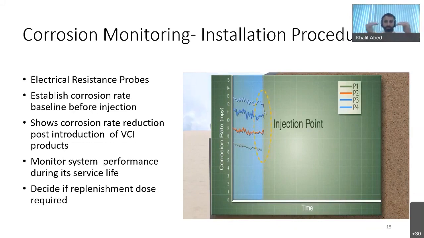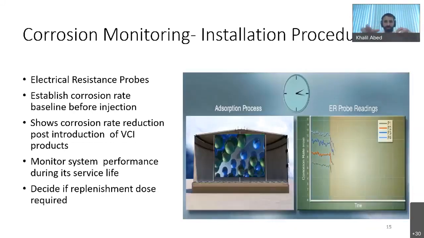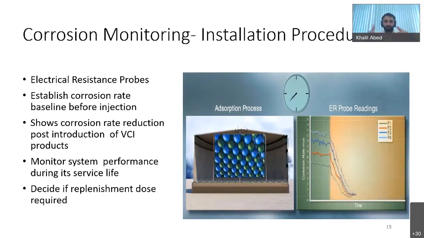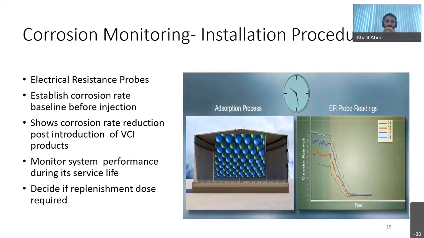Once the baseline corrosion rate is established, a suitable corrosion inhibitor material will be injected, and the corrosion continues to be monitored, showing a reduction in the corrosion rate over time.